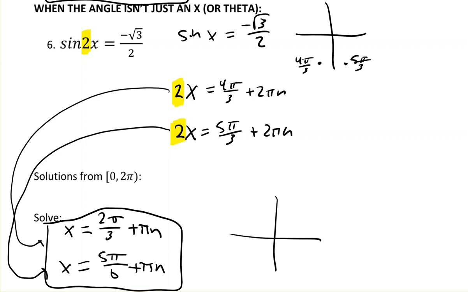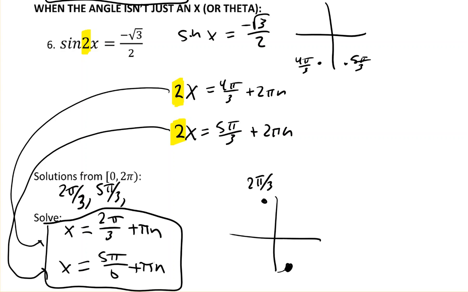Here's where 2 pi over 3 is. It's saying 2 pi over 3 is an answer. So 2 pi over 3. But it says if I add pi to it, that should also be an answer. So if I added pi, that would be right here. And that's still between 0 and 2 pi. So 5 pi over 3 should be an answer.